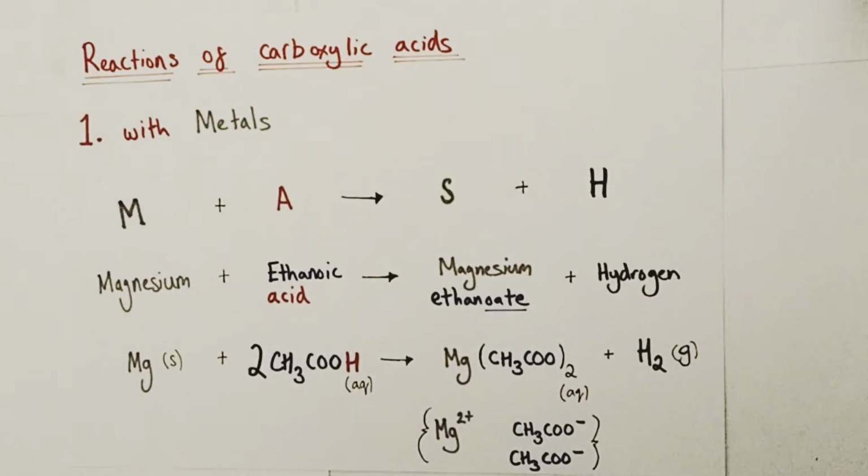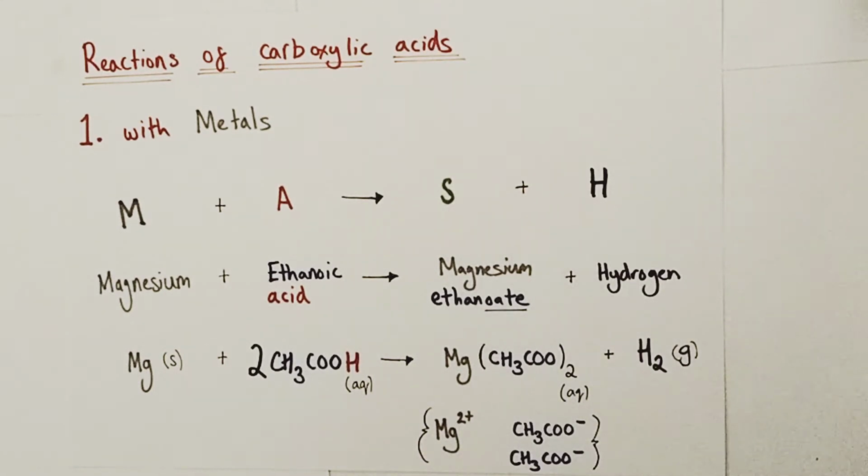I'd like to finish by looking at the reactions of carboxylic acids with metals, alkalis, bases and carbonates. I'm going to refer back to the general equations for the reactions of acids to help me do this and make it simpler. So the general equation for the reaction of acids with metals is MASH, which stands for metal plus acid forms salt and hydrogen gas.